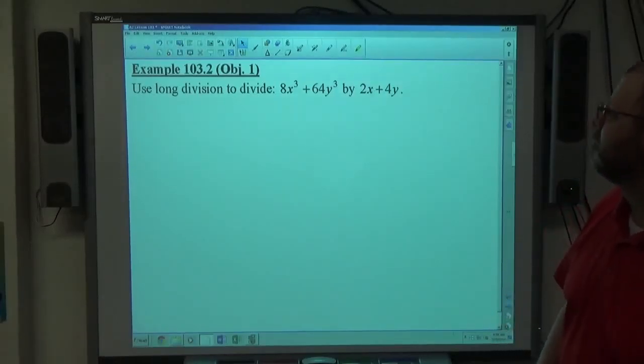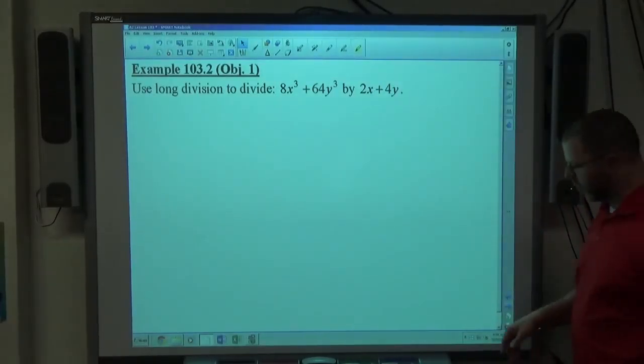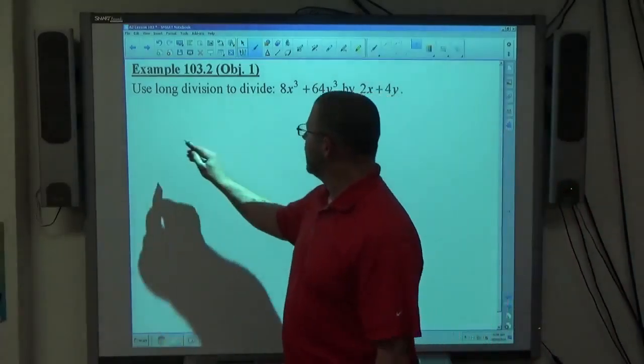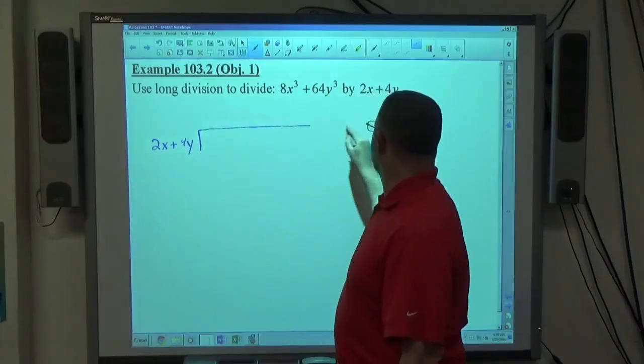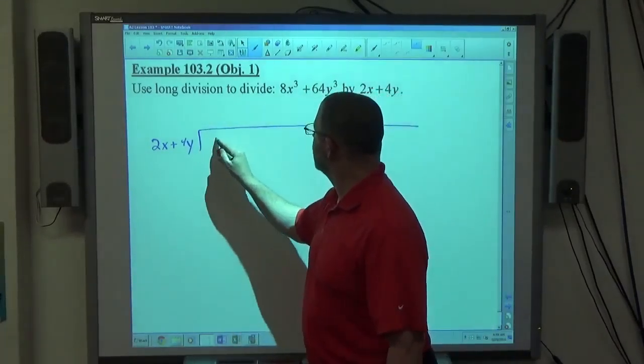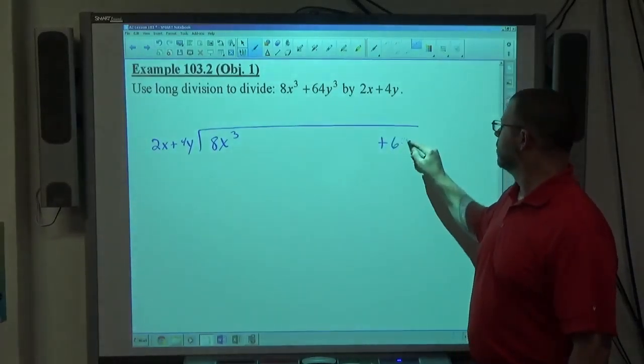Okay, example 2, use long division, divide 8x cubed plus 64y cubed by 2x plus 4y. So we're dividing 2x plus 4y on the outside and 8x cubed, leave a bunch of space, plus 64y cubed.